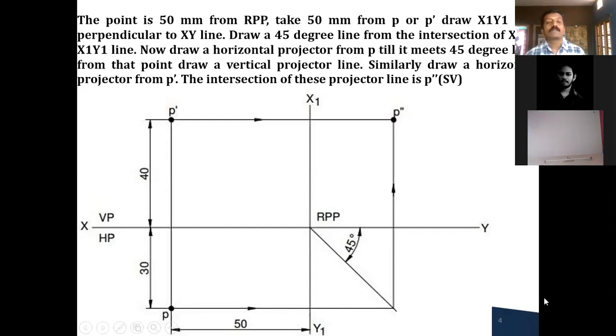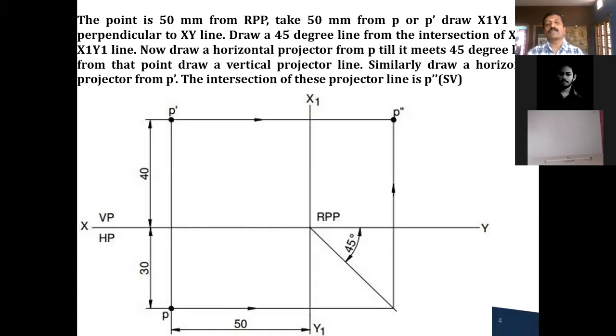Now you consider the front view, that is P dash. Now you draw the horizontal projector like this from the front view. Wherever this horizontal projector of the front view and the vertical projector of the top view intersect or coincide, you call that one more point. That is nothing but your side view. You can name it P double dash. Since it is the first quadrant and the right profile plane, the view you are going to get is the left view. It's a side view, which is nothing but your left view.